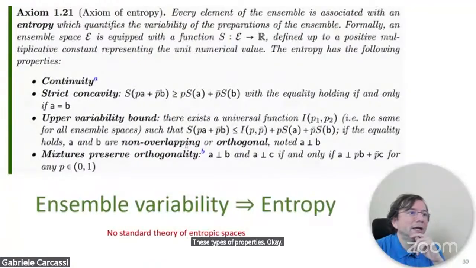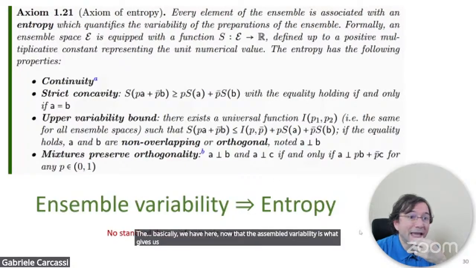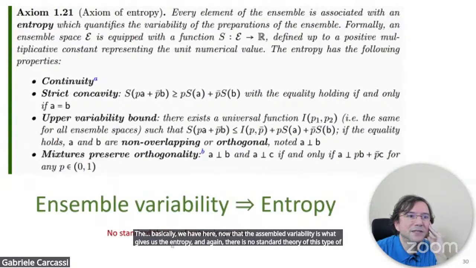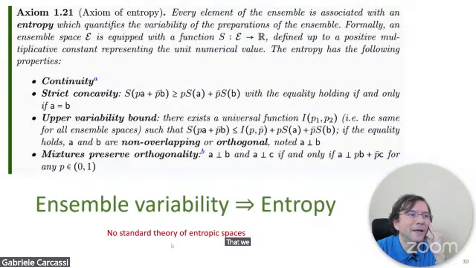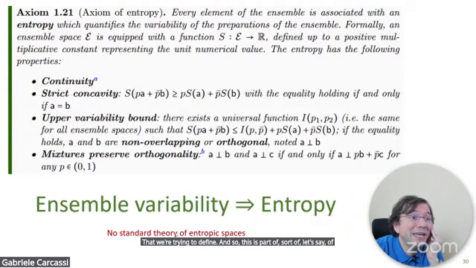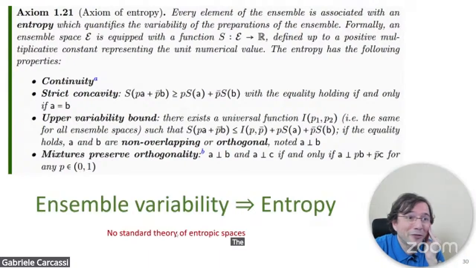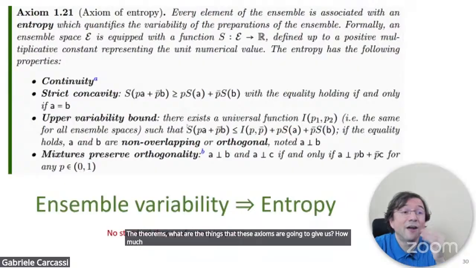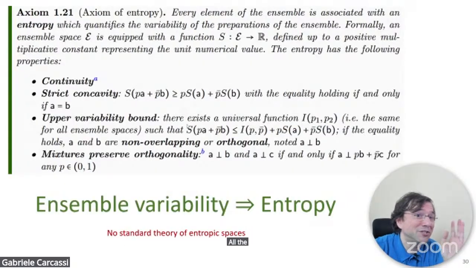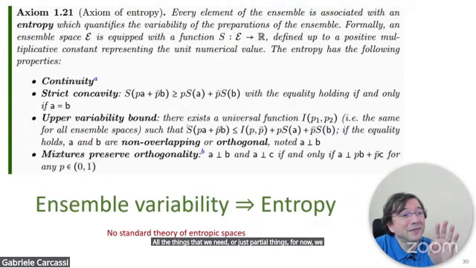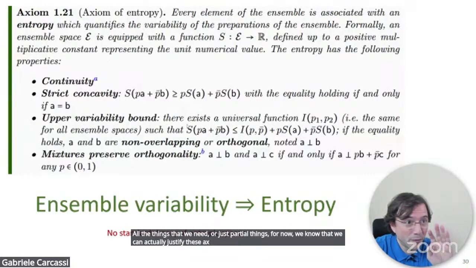Okay, so basically we have here now that the ensemble variability is what gives us the entropy. And again, there is no standard theory of this type of entropic space that we're trying to define. And so this is part of, let's say, research in math, right? We need to find the theorems, what are the things that these axioms are going to give us, how much they're going to give us. Are they going to give us all the things that we need or just partial things? For now, we know that we can actually justify these axioms and we can go.